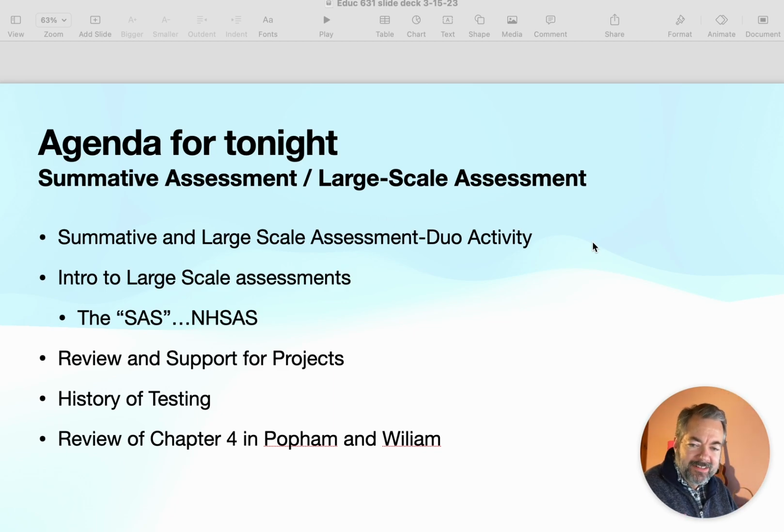Again, these slides are for a live class, so I didn't change them. So we won't be able to really do much support for projects except one way here. We'll talk a bit about the history of testing, and then I want to review Chapter 4 in Popham and Wiliam. It was actually a really good chapter. In fact, so much so that I kind of want to break it up into two. There were some really good instructional and assessment ideas in that chapter, so I hope you had a chance to read it, and you got a little bit of a break.